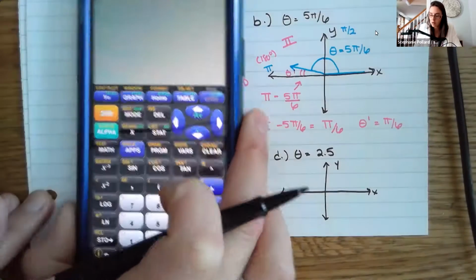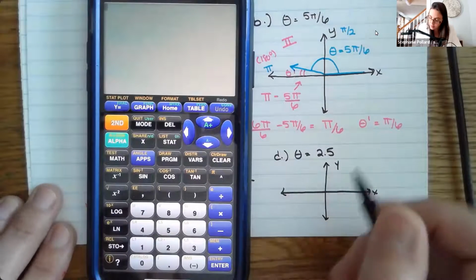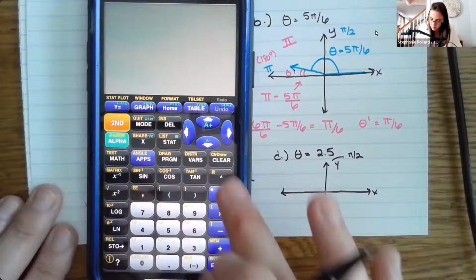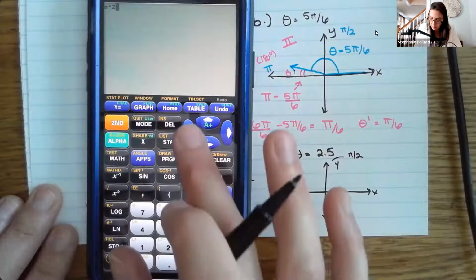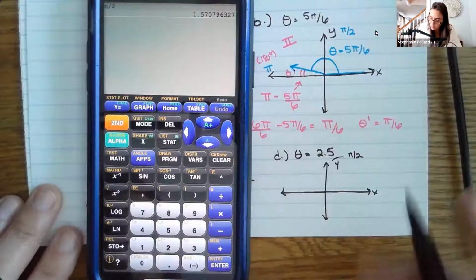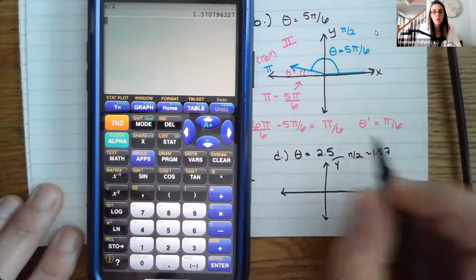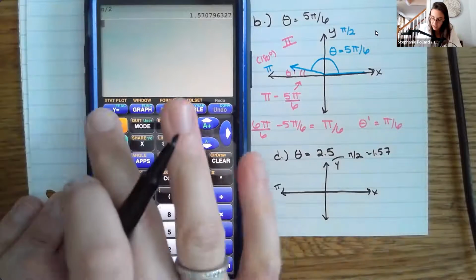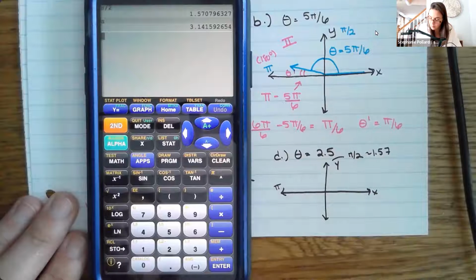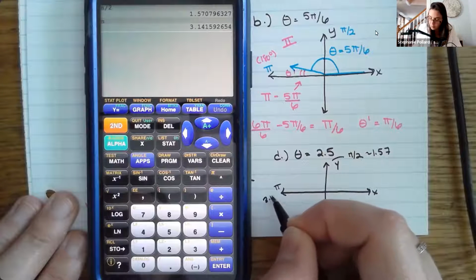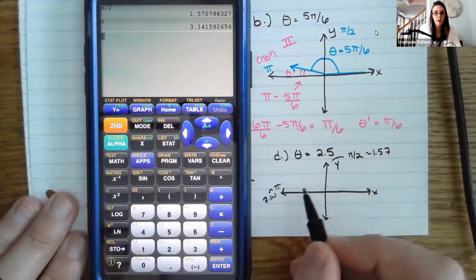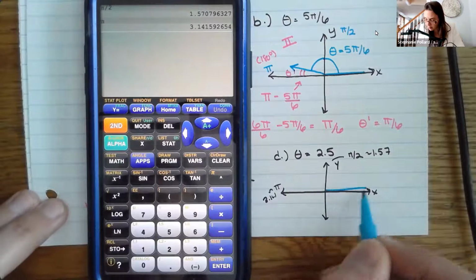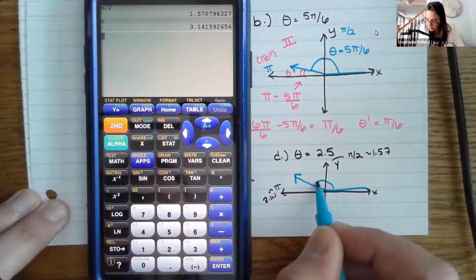And I'm going to remember that the 90 degrees would be pi over 2, right? So if I did pi over 2 as a decimal, I get about 1.57. Well, 2.5 is bigger than that. So my next stop would be pi, right? And pi, hopefully you know that one, is about 3.14, which is too big. So 2.5 is going to be somewhere in between. So here they're just giving you the decimal version instead of the pi notation. So our theta is going to be something like this.